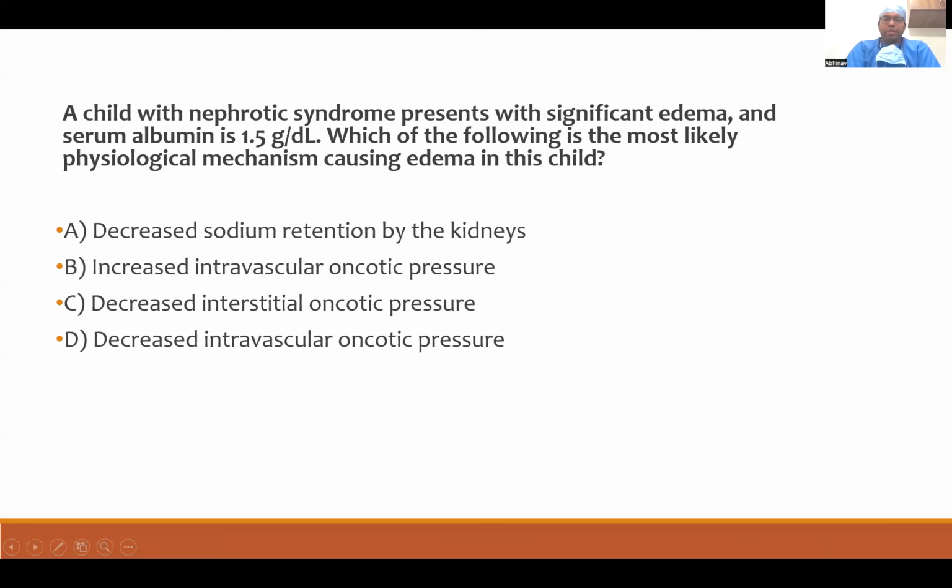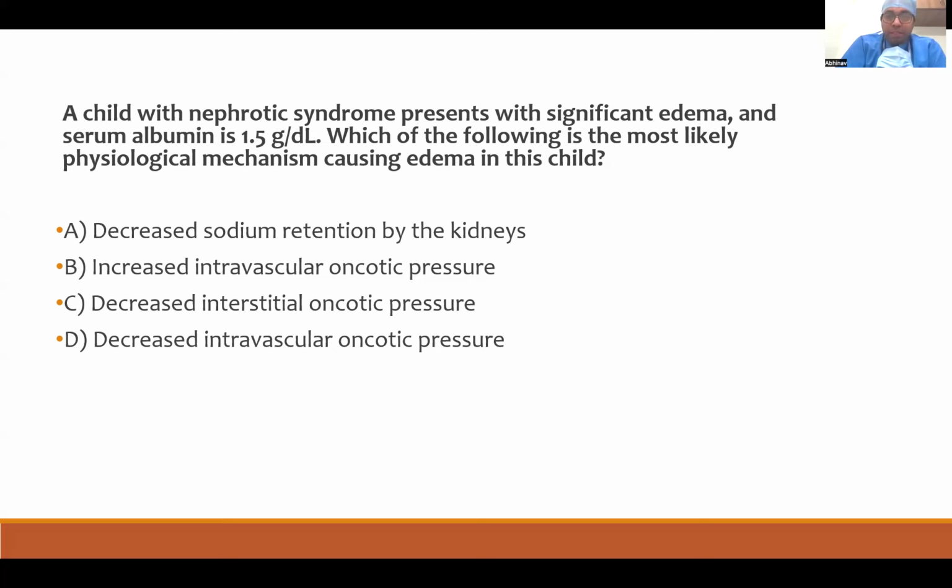Okay, now the next question. You have a child with nephrotic syndrome who presents with significant edema, and the serum albumin is 1.5 gram per deciliter. We all saw in the previous slide the cutoff is 3. Which of the following is the most likely physiological mechanism causing edema in this child? Four options. Is it because of decreased sodium retention by kidneys? Increased intravascular oncotic pressure? Decreased interstitial oncotic pressure? Or decreased intravascular oncotic pressure?